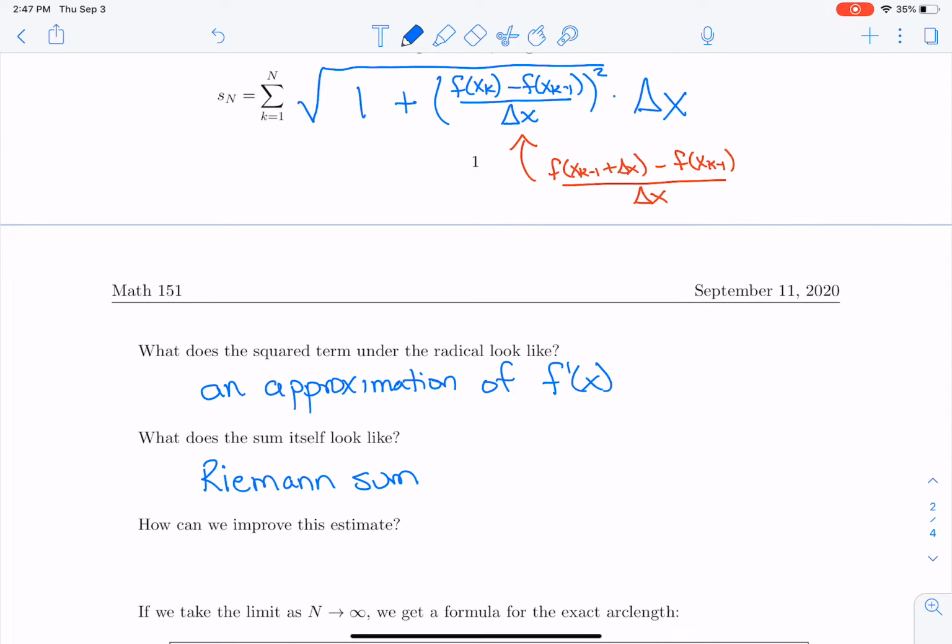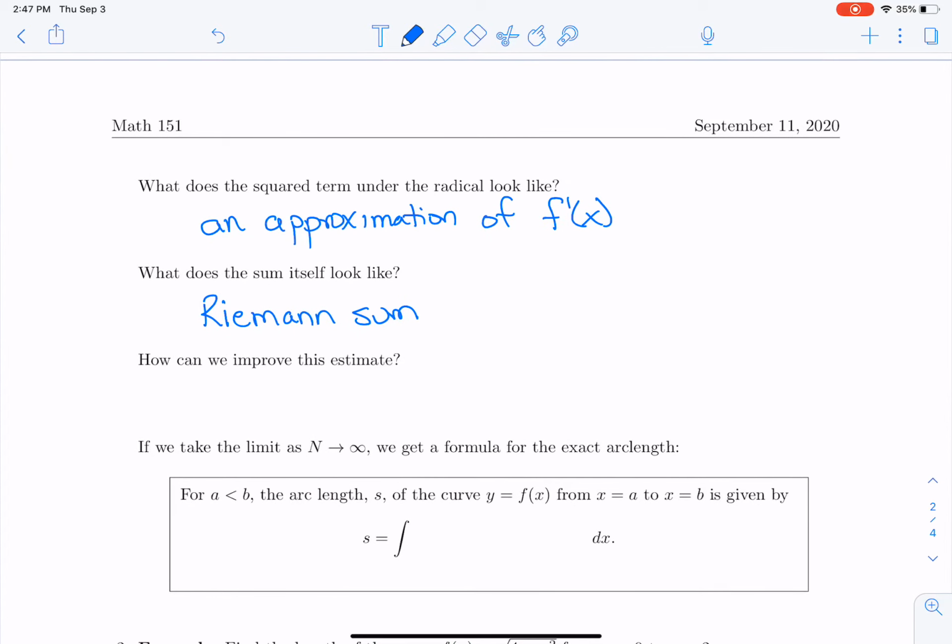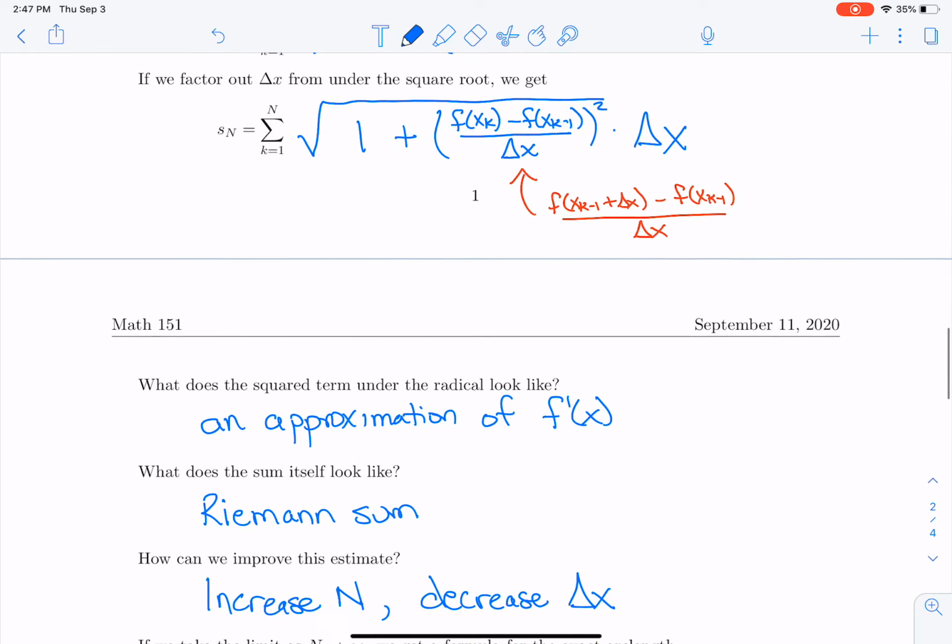So how do we improve the estimate? Well, we can increase the number of line segments, capital N. Of course, if we increase the number of line segments, the same thing that happens is that we're going to decrease delta x, because we're remembering that delta x is b minus a over capital N. So you increase n, that decreases the delta x. So in fact, we can take the limit as n goes to infinity, and this Riemann sum that I've put here becomes an integral.